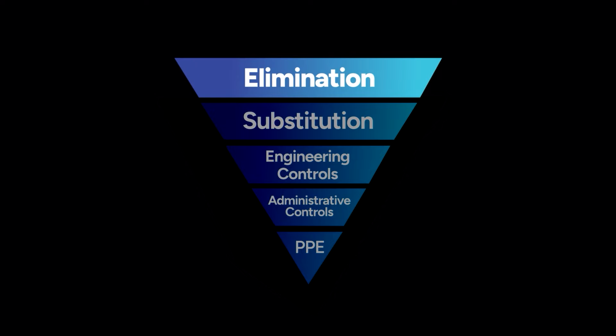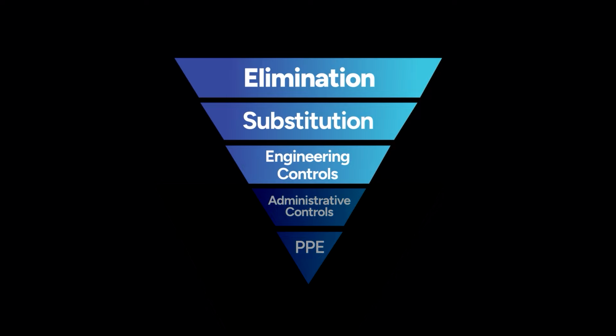It leads us then to substitution. That means you've replaced a hazard with something less risky. So for example, swapping out a hazardous chemical for a safer alternative, or maybe switching to newer equipment that's designed to be safer. Next up, we've got engineering controls.